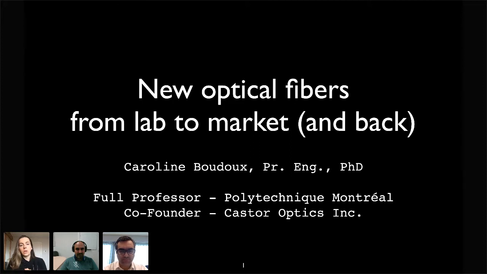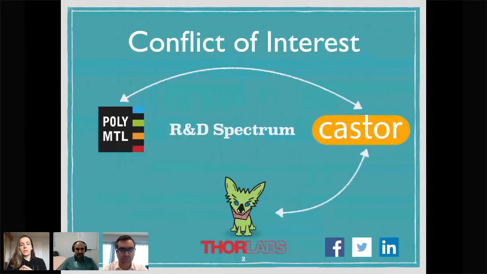So I need to start with a slide on conflict of interest. I have, as was said in the introduction, a lab at Polytechnique Montreal. I tend to see myself as a rookie professor, but Human reminds me that I've been there since 2007, so it's been quite a while now. And in 2013, we started Castor Optics. So Castor is an R&D firm and also manufacturing here in Montreal in Ville-Saint-Laurent. And we're strategic partners with a distributor, worldwide distributor, Thor Labs.